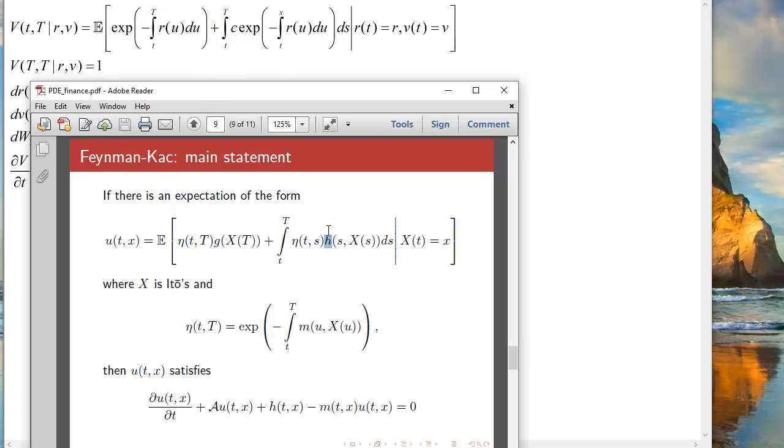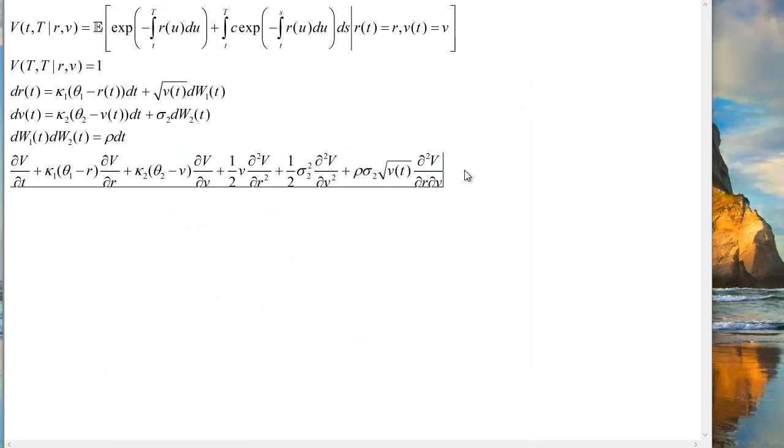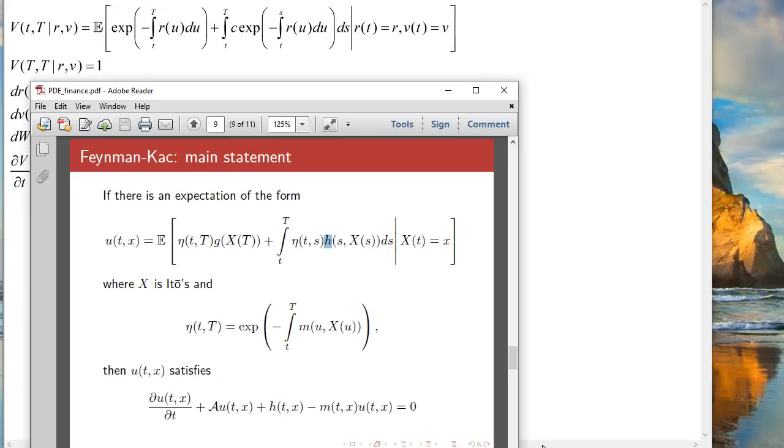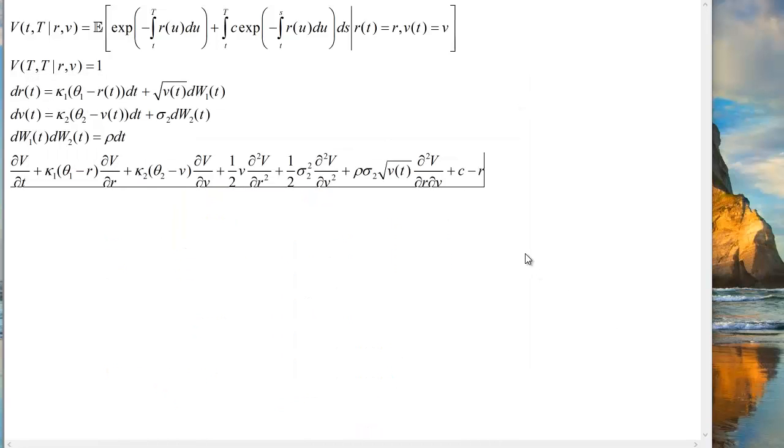Okay, so because it's next to the discounting integral, which is eta here, we simply use the value of C instead of H. And then we have negative M, and M is in our case the value of the short rate, so that's R, minus R times V is equal to 0. Okay, again with the terminal condition, and I can just copy paste it, which is this one.